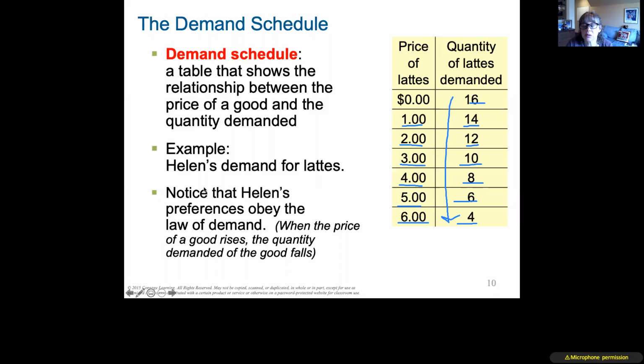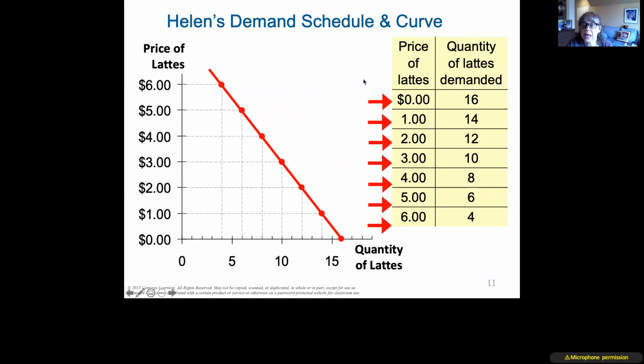So you'll notice that Helen obeys the laws of demand. When the price of a good rises, the quantity demanded of the good falls. Helen makes sense, partially because of why? Helen only has so much money. She can't necessarily buy lattes if she doesn't have the money to pay for them.